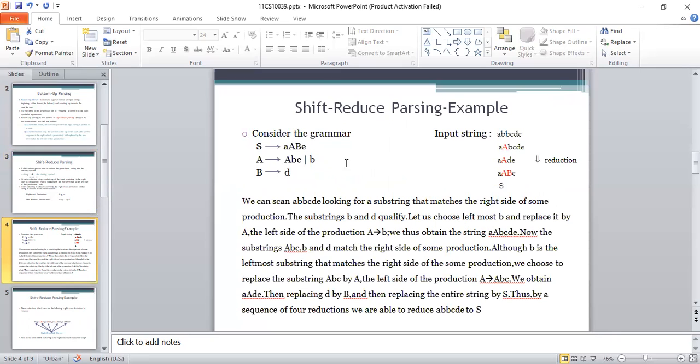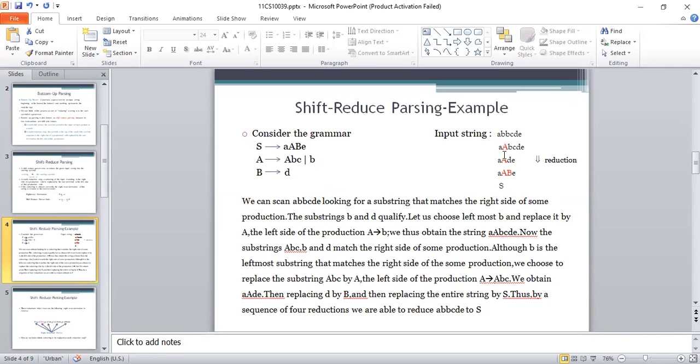This is an example for a shift reduce parser. Consider the following grammar: S implies AABE, A implies ABC or B, B implies D. Consider this input string, and we are going to apply the bottom-up parsing technique here. For this, we start from the leaf nodes, taking the leaves from the input string, whereas in top-down we take the start symbol. In bottom-up parsing we take the input string and go up to the root. So consider the input string A B B C D E.